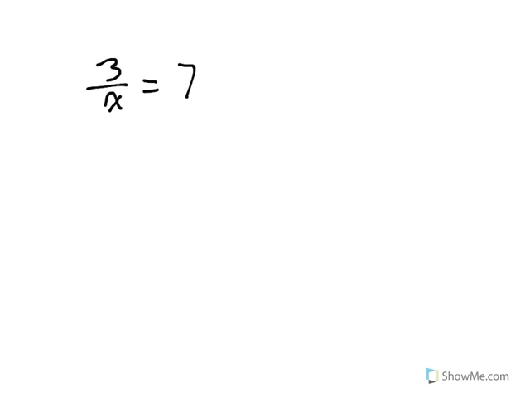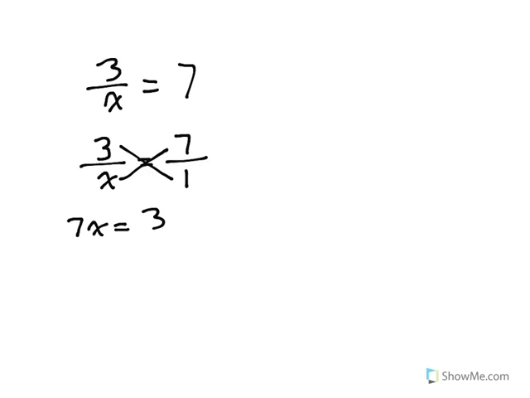Another example, sometimes our proportion has only one fraction in it and a whole number on the other side of the equal sign, as in 3 over x equals 7. We can rewrite that proportion and change that 7 to a fraction by placing it over 1. Now we cross multiply, x times 7 is 7x, and 3 times 1 is 3. Divide both sides by 7 to get x alone, and we have x equals 3/7.